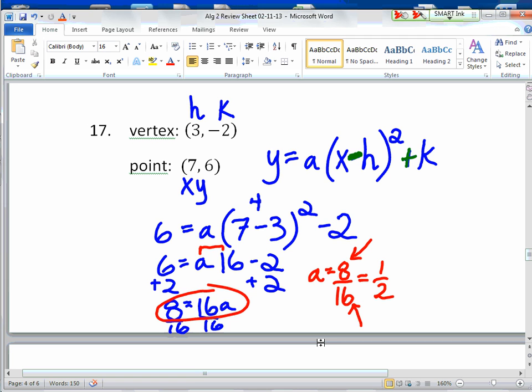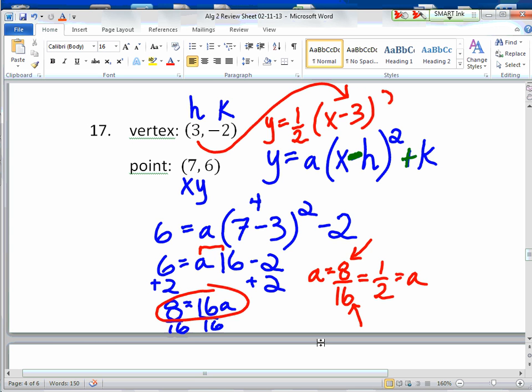So then we have all the pieces that we need, and we just fill them in to our original equation. So minus h, we're just pulling from here. And the k, we're pulling from here. So this is our final answer.